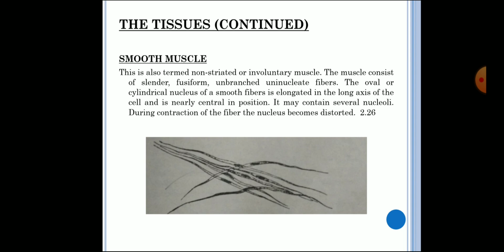Smooth muscles occur in the wall of alimentary canal, blood vessels, urinary bladder, uterus, etc. Their contractions are involuntary, slow, and sustained. Smooth muscles can work for long periods of time and do not become fatigued easily.